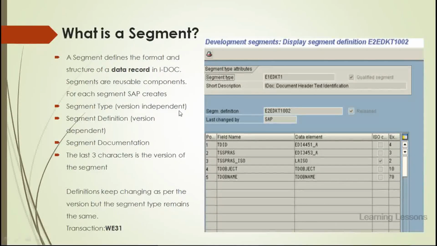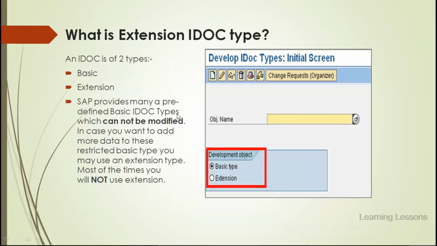Next, what is the extension IDoc? If you see here, this is the WE30 transaction, the IDoc type transaction. We have two options, basic type and extension. If you mention ORDERS05 here, it will show the basic type. Extension means, suppose in the basic type, as I just showed, there are different segments like header information, tax information and so on. In business terminology, they may want to add one more custom segment.